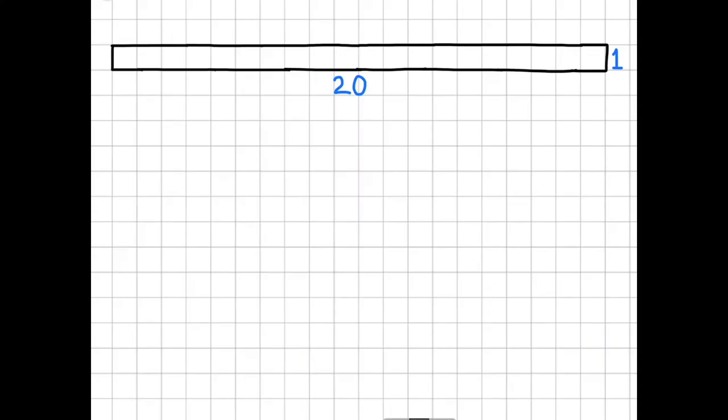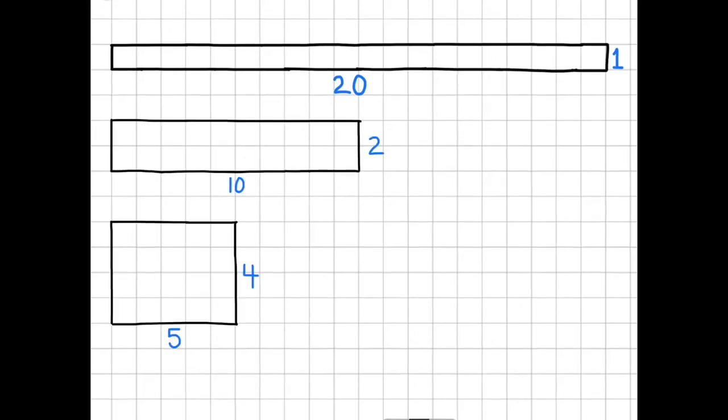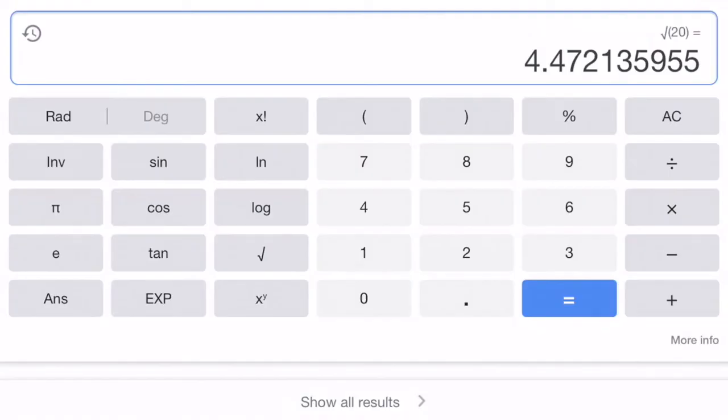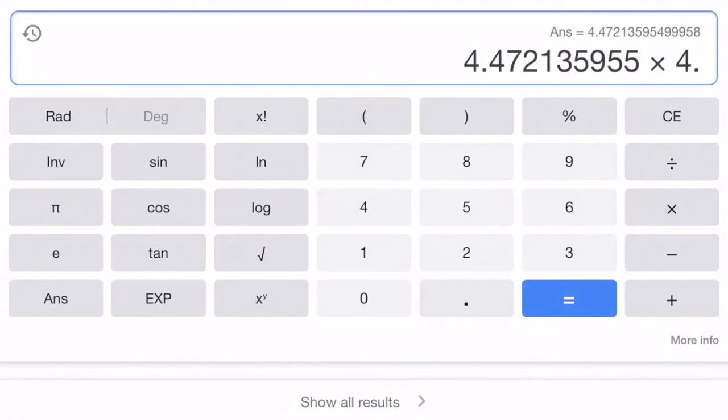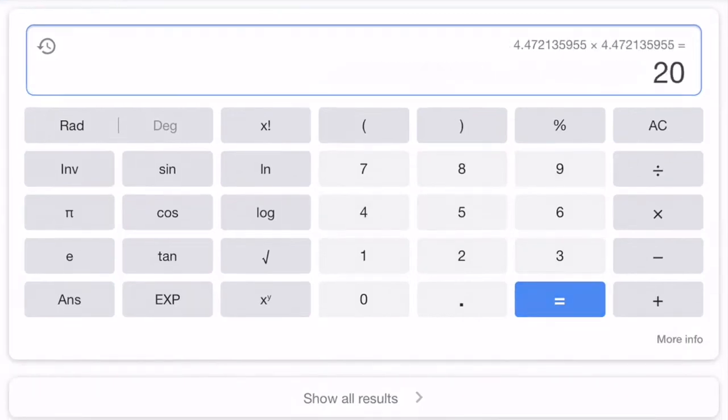20 is not a perfect square, and here's some examples why. 1 times 20 does not form a square, 2 times 10 does not form a perfect square, and 4 times 5 does not form a perfect square. This decimal is obviously not a whole number, and this decimal times itself equals 20. That's proof that 20 is not a perfect square.